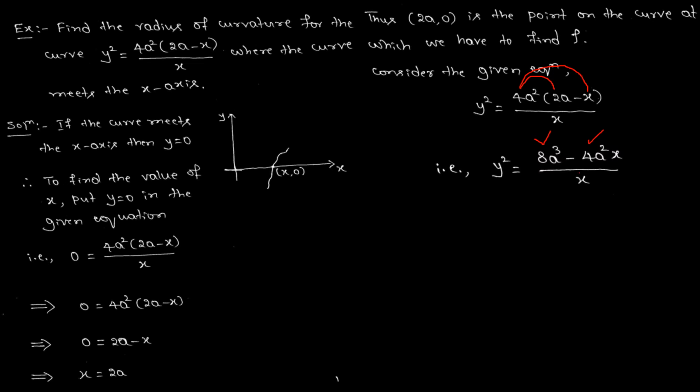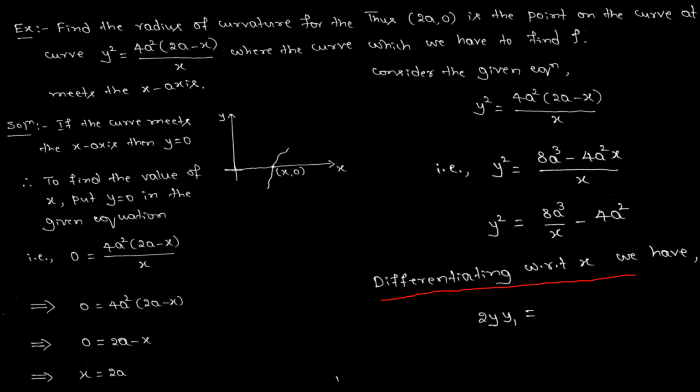Now let us separate this denominator with these two terms. When we separate the denominator, what we get is 8a cube by x minus, when you separate this x, it gets cancelled with this separated x. That's why we have just 4a square here. Now it is somewhat simple to differentiate. Let us go for the differentiation now.